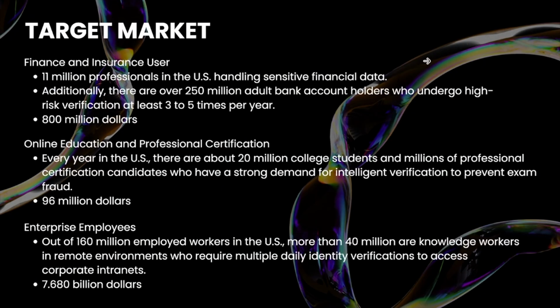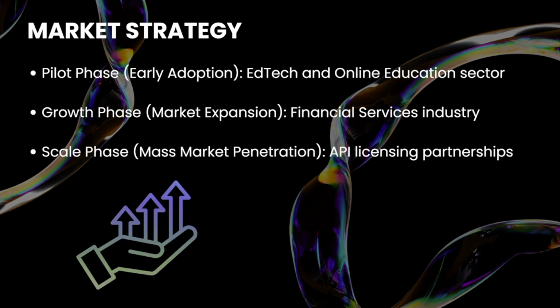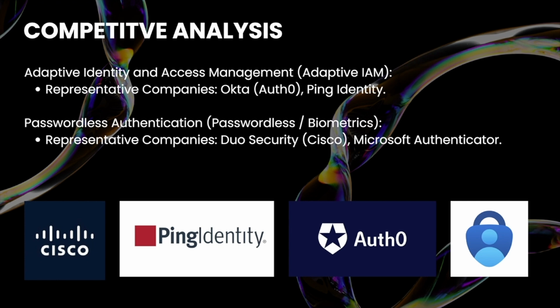We target high-value markets with recurring identity verification needs. Our initial focus is online education and professional certification, where secure verification prevents fraud at scale. We then expand into financial services, serving professionals and consumers handling sensitive data. At scale, we address enterprise knowledge workers through API licensing partnerships. Unlike Okta, Ping Identity, or Duo, which focus on access or passwordless logins, our solution delivers adaptive, human-centric identity intelligence across all these markets.